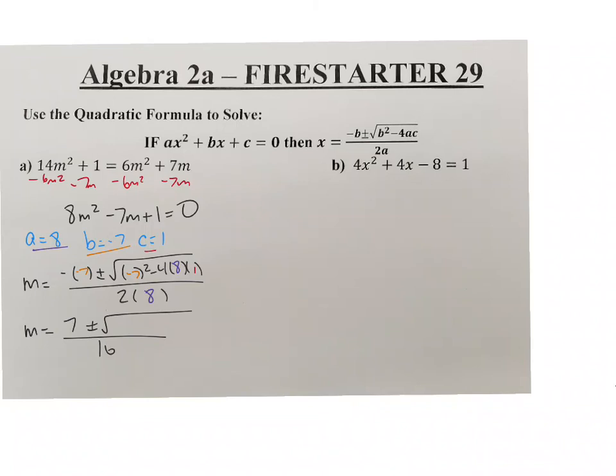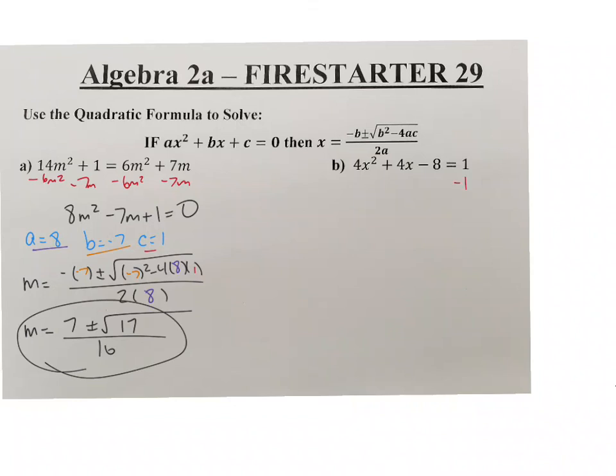So in my calculator, like I said, it's really important that you put negative 7 inside the parentheses before you hit the little square button. Minus 4 times 8 times 1. I end up with 17. 17 cannot be broken down, so that's your final answer. Done.